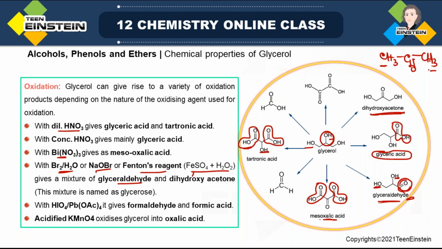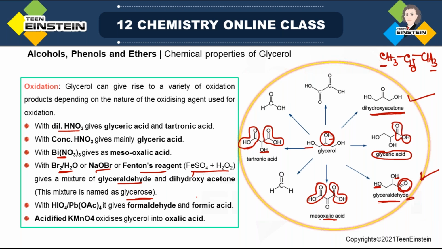So when you are using any of these three reagents, you are getting a mixture of glyceraldehyde and dihydroxyacetone. That is these two molecules, their mixture you will get. And this mixture has a specific name, which is known as glycerose. You may get a question in this format: what are the reagents required to obtain glycerose starting from glycerol? So in the options, obviously any of these three reagents must be present. And if it is a multiple correct choice, maybe two or all three of these reagents will be mentioned. So this mixture is known as glycerose.